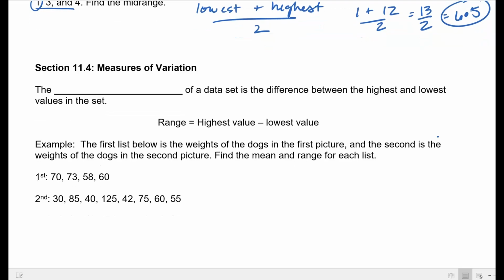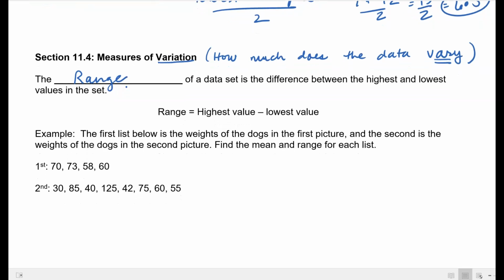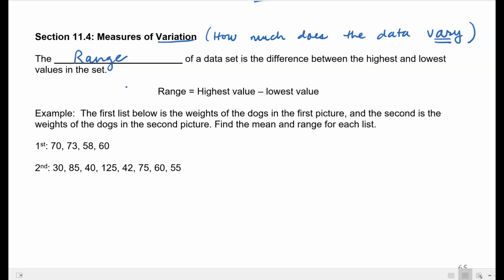And variation just means how much does the data vary? So how much is it spread out? Are the values close together? Are they far apart? And the simplest measure of variation is the range. And the range is just the highest minus the lowest value. So super simple. So let's look at this example here.